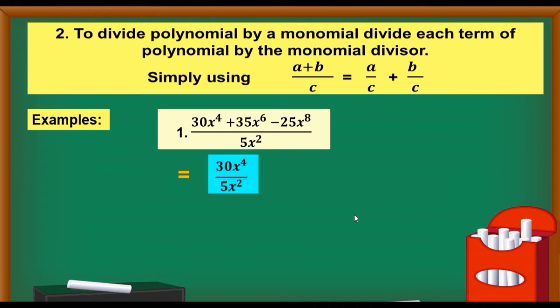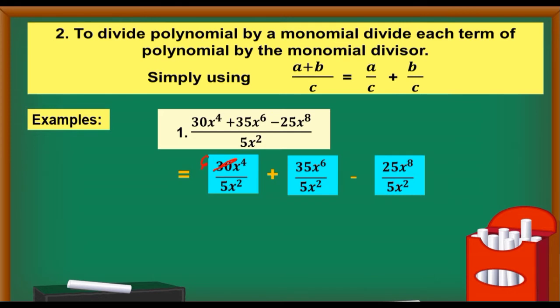So, it becomes 30x raised to 4 over 5x squared plus 35x raised to 6 over 5x squared minus 25x raised to 8 over 5x squared. We just separate them one by one to make it easier to divide. It becomes like a division of monomial by monomial. So, if we notice, 30 divided by 5 is 6.